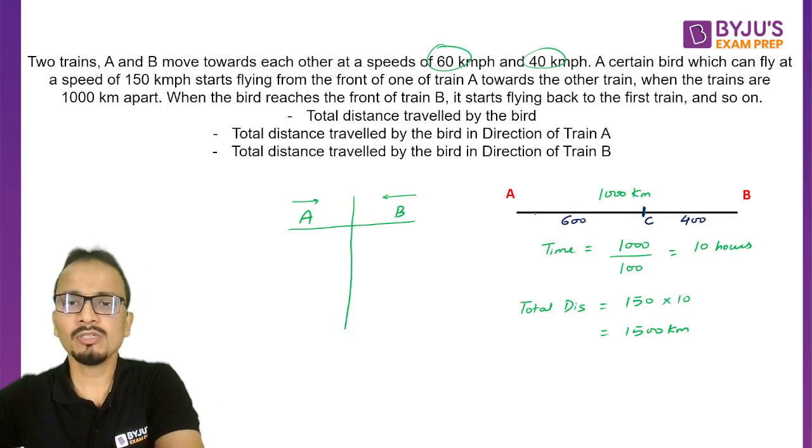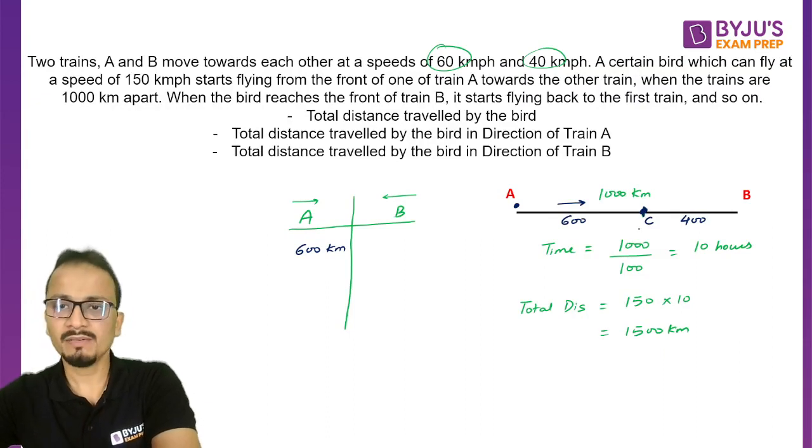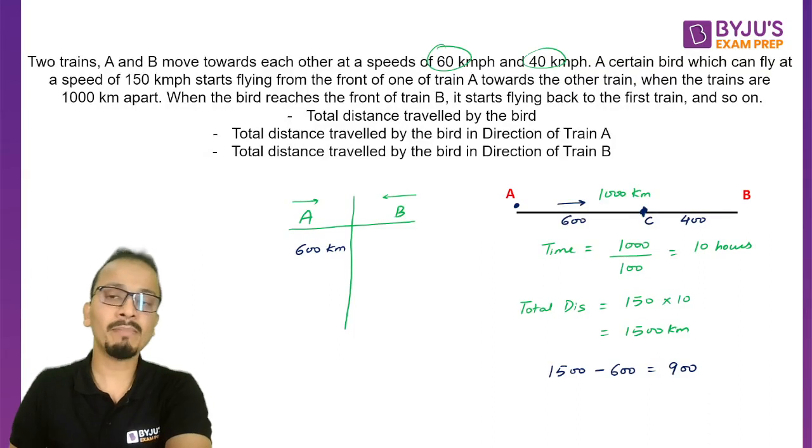Now since the bird starts from point A and finally stops at point C, towards the right hand side, first of all it has to travel a distance of 600 kilometers. So 600 kilometers will be given to this direction. Now the bird has reached point C and it has to travel a remaining distance of 900 kilometers, and it has to finally come back to point C.